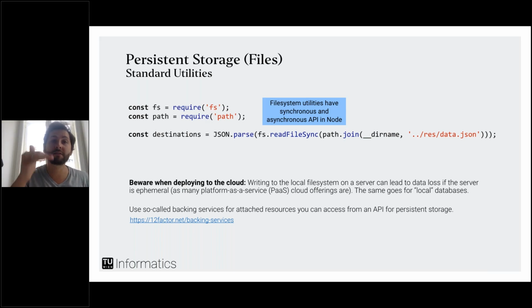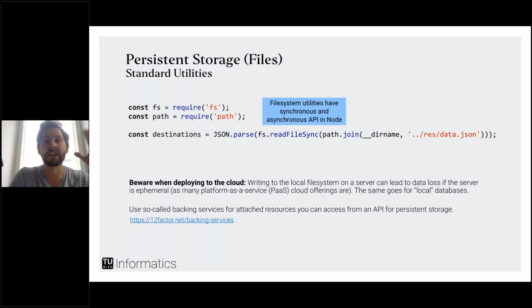Meaning that if you write on a local file system, and this is also true for local databases, by the way, if you have a local database that stores its files on the local file system, and you are deploying on those cloud systems, it might happen, and it does happen, that the files that you're writing will not be there anymore the next time the instance is spun up somewhere else.